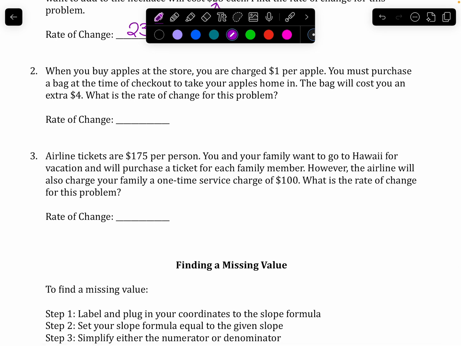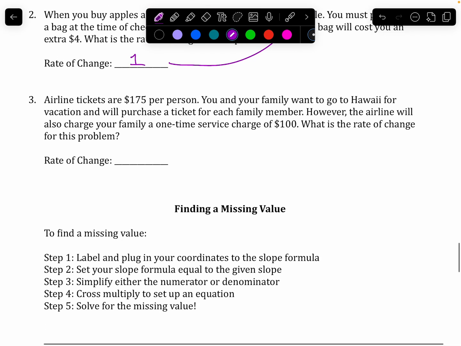Number 2 says, when you buy apples at the store, you are charged $1 per apple. You must purchase a bag at the time of checkout to take your apples home in. The bag will cost you an extra $4. What is the rate of change? Are you paying for multiple bags or are you paying for multiple apples? Well, you're hopefully only paying for one bag, and you're taking a bunch of apples and putting them in the bag. So because you are paying per apple, we are going to say that our rate of change is 1, and it's $1 per apple.